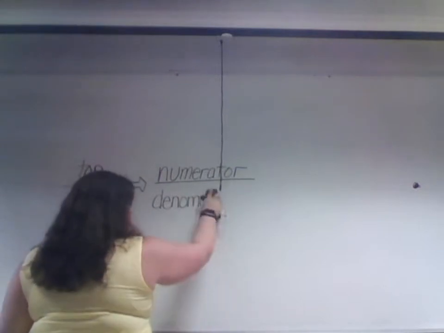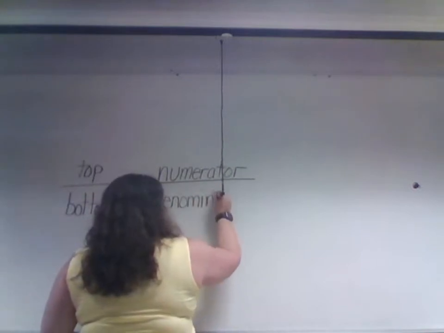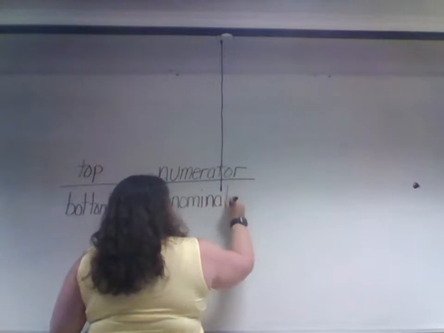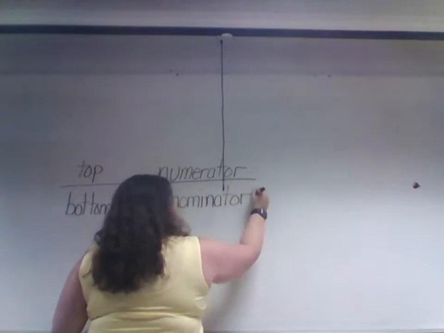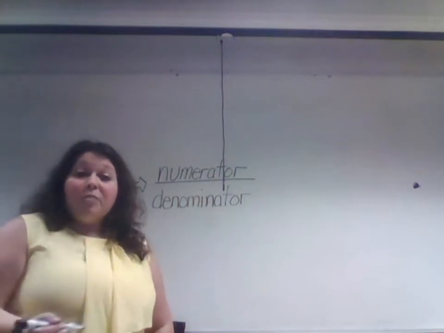And I just started to spell it wrong. Sorry, I'm not perfect. You don't have to be either. So we always have a numerator and we have a denominator.